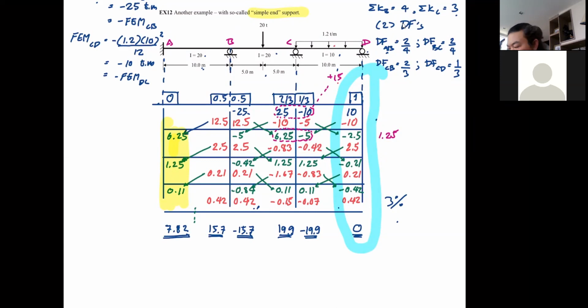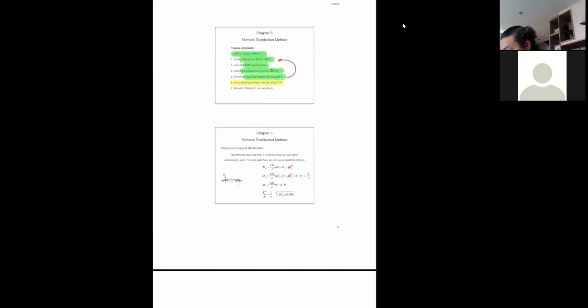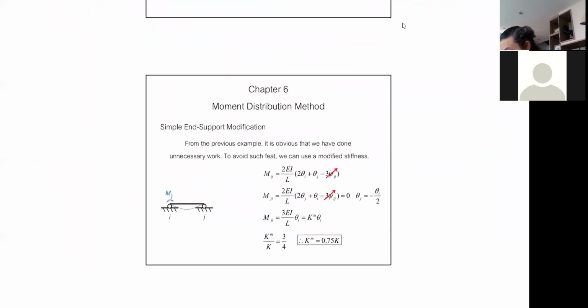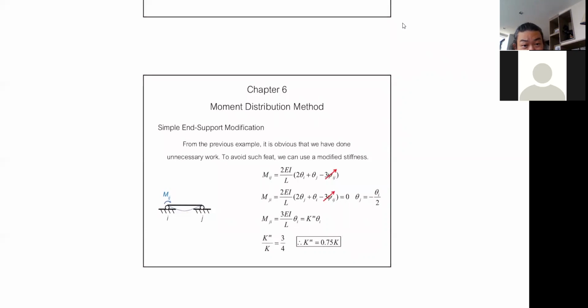There must be a way, and seniors already know this. Juniors don't know it yet, and not many of them showed up today, so they're going to miss the part where it makes their lives easier. Poor things. Okay, so let's go and visit our handout, because we have a way to solve the simple end support.